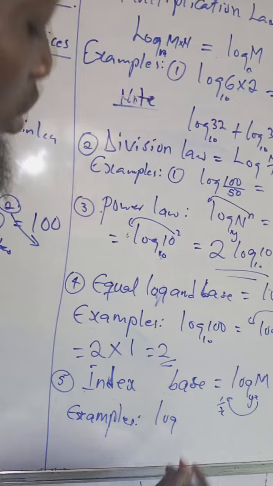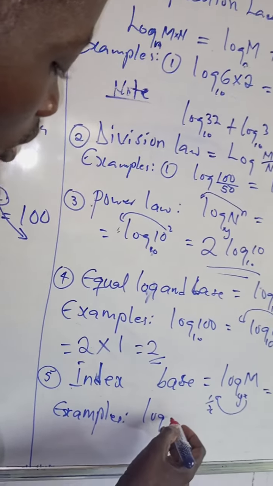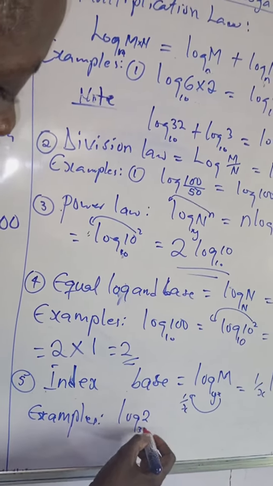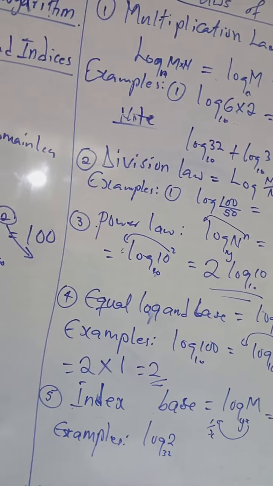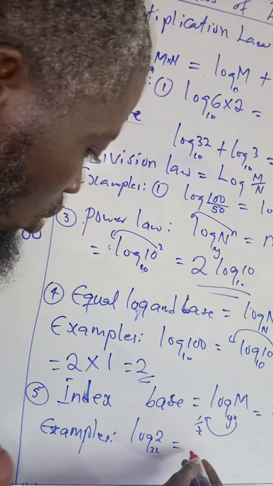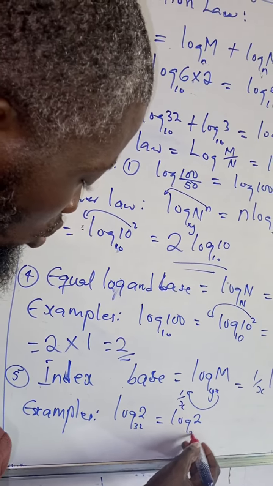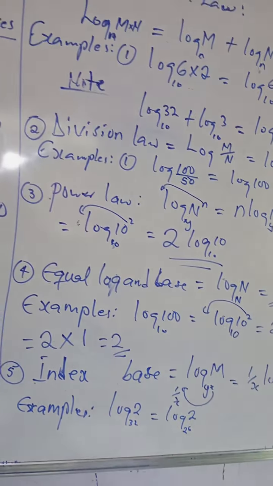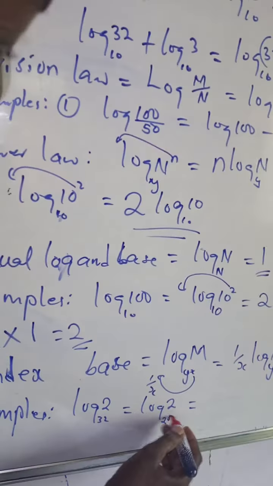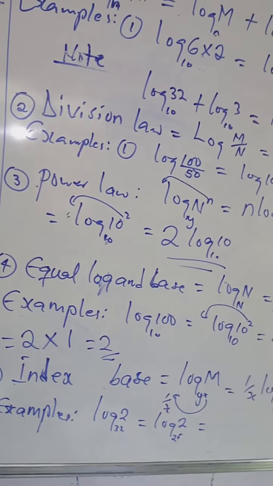For instance, we have log 2 base 32. Log 2 base 32 will give us 2 raised to power 5, since 2 raised to power 5 is 32, and 64 is raised to power 6.